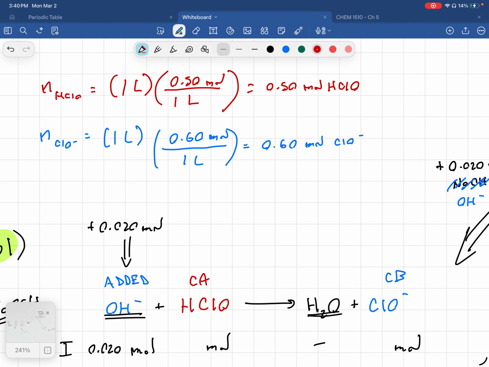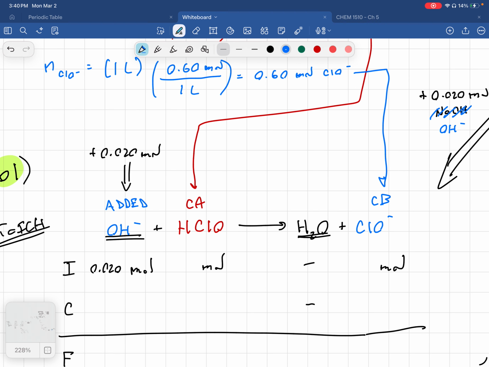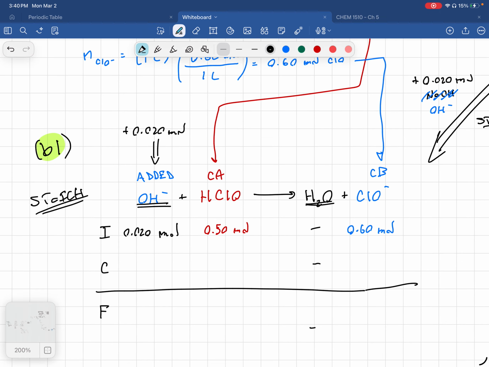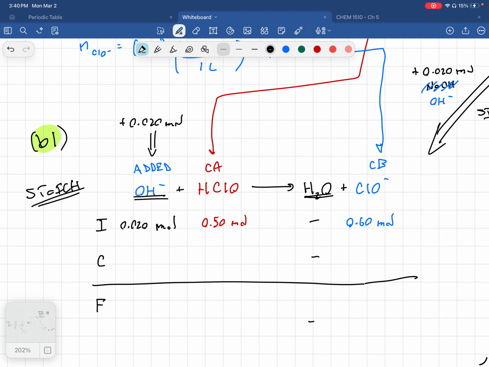So that means this value goes right here, and this value goes right here. Okay, so let's plug those values in there real quick. So our 1 liter solution contains 0.50 moles of HClO and 0.60 moles of ClO minus. So now with this stoichiometric type table, it's always going to be minus limiting reactant, plus limiting reactant.